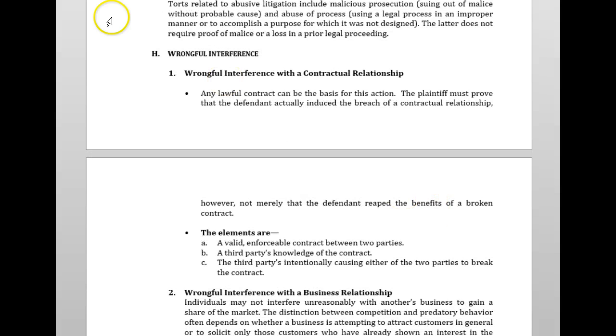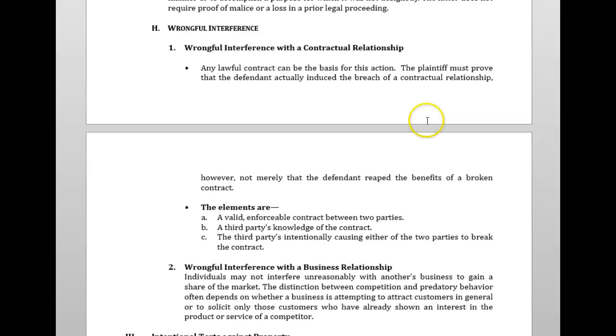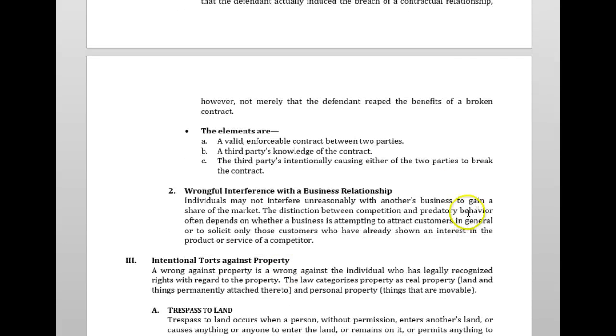And then you have 2 here that are very interesting. Wrongful interference, because this kind of goes counter to some of the business relationships that we have. The first one is wrongful interference in a contractual relationship, and that's where somebody would interfere with a contract and cause a breach in it. The other one is wrongful interference with a business relationship, which is the one where you have to know when to draw the line. Because everybody is always wanting to get customers.